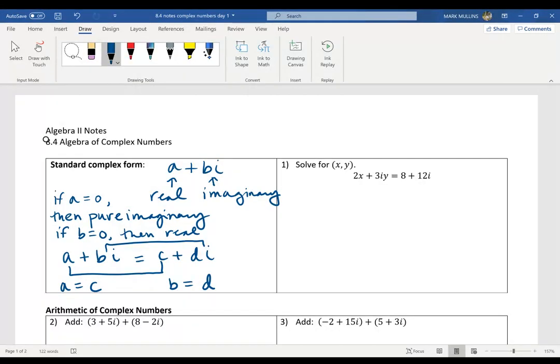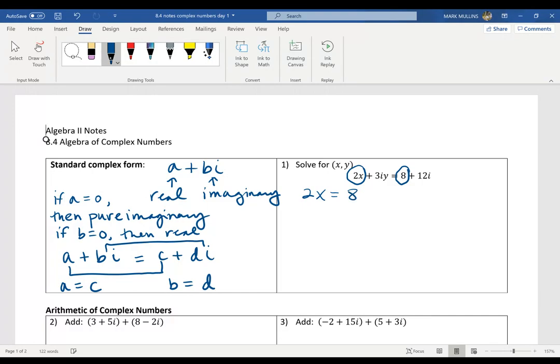In example 1, they want us to solve for x and y, and we have two complex numbers. On the left, I have a 2x and I have a 3iy. So my real part is 2x. The real part we like to write first, but we always want to look, this is a math problem, this isn't my final answer, but this is the part that's definitely real. It does not have an imaginary number in it. On the right-hand side, I have 8 plus 12i. The part without the i is an 8. So 2x is going to equal 8.